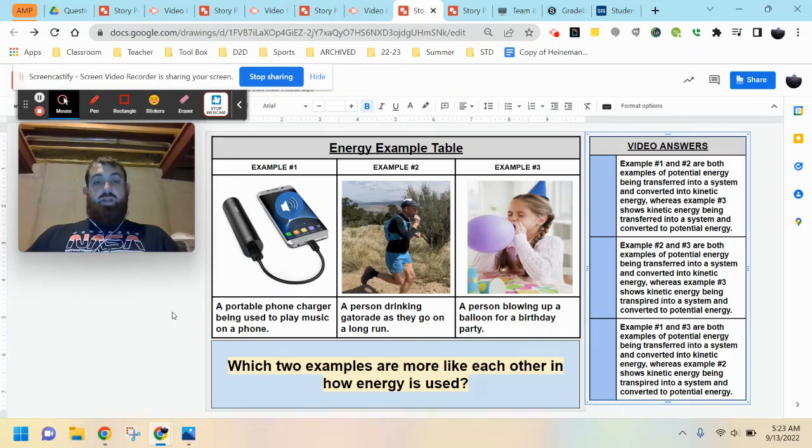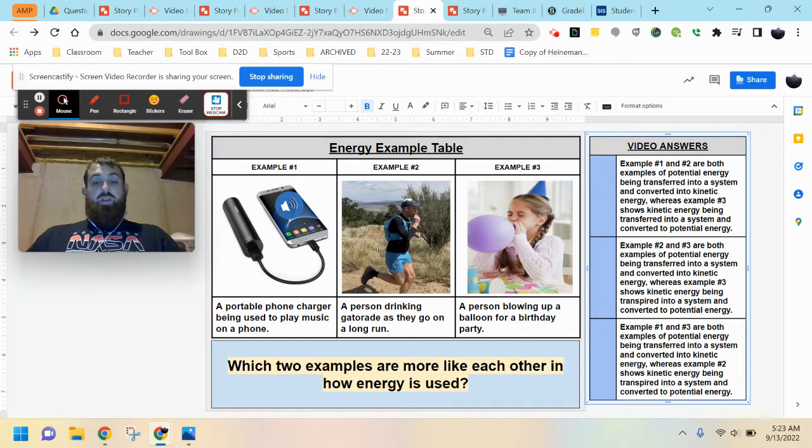Hey everybody, Mr. Regan here, and today's question has us examining this energy example table with 3 examples that show energy being used. Example 1 has a portable phone charger being used to play music on the phone. Example 2 has a person drinking Gatorade as they go on a long run. And example 3 has a person blowing up a balloon for a birthday party.